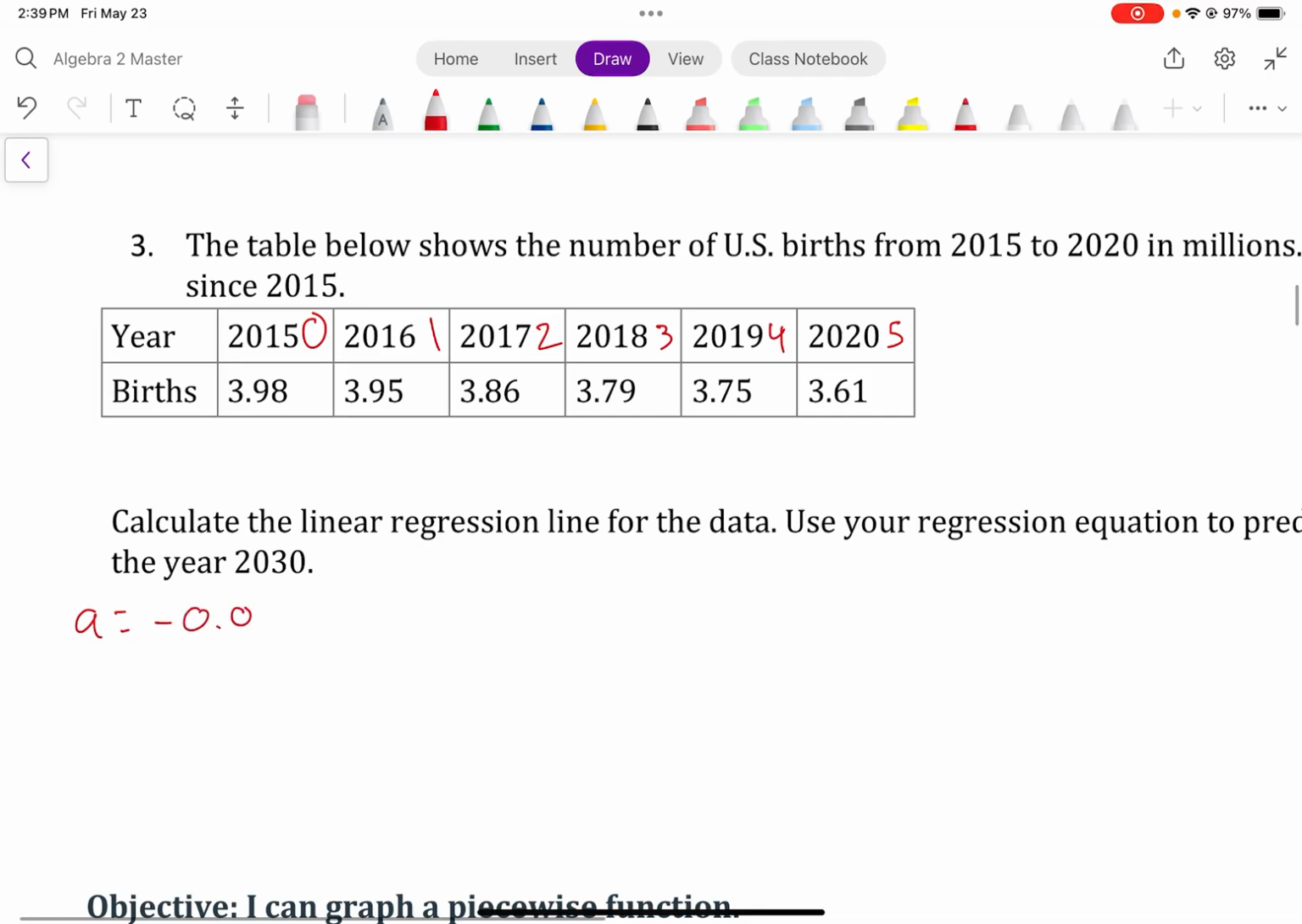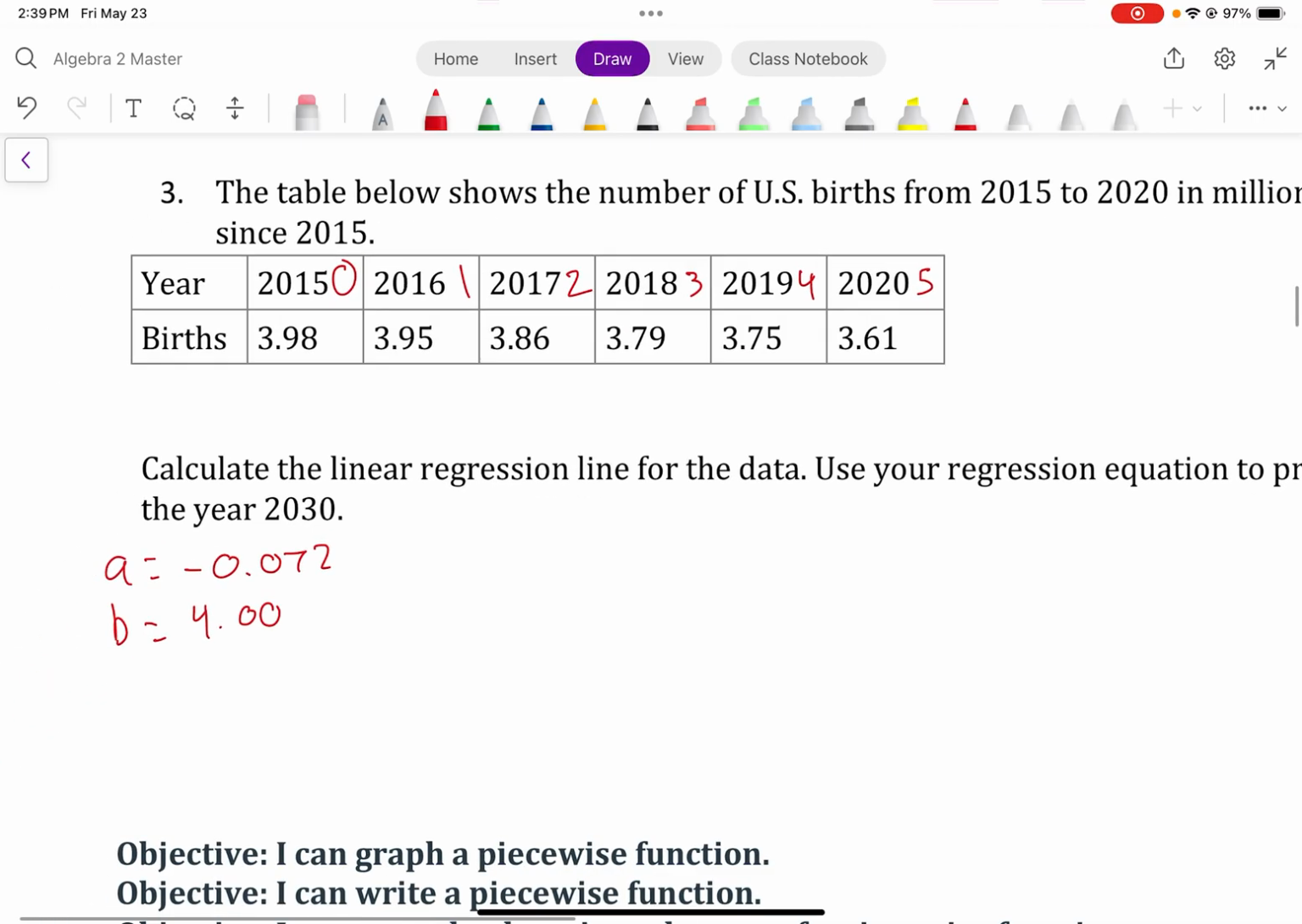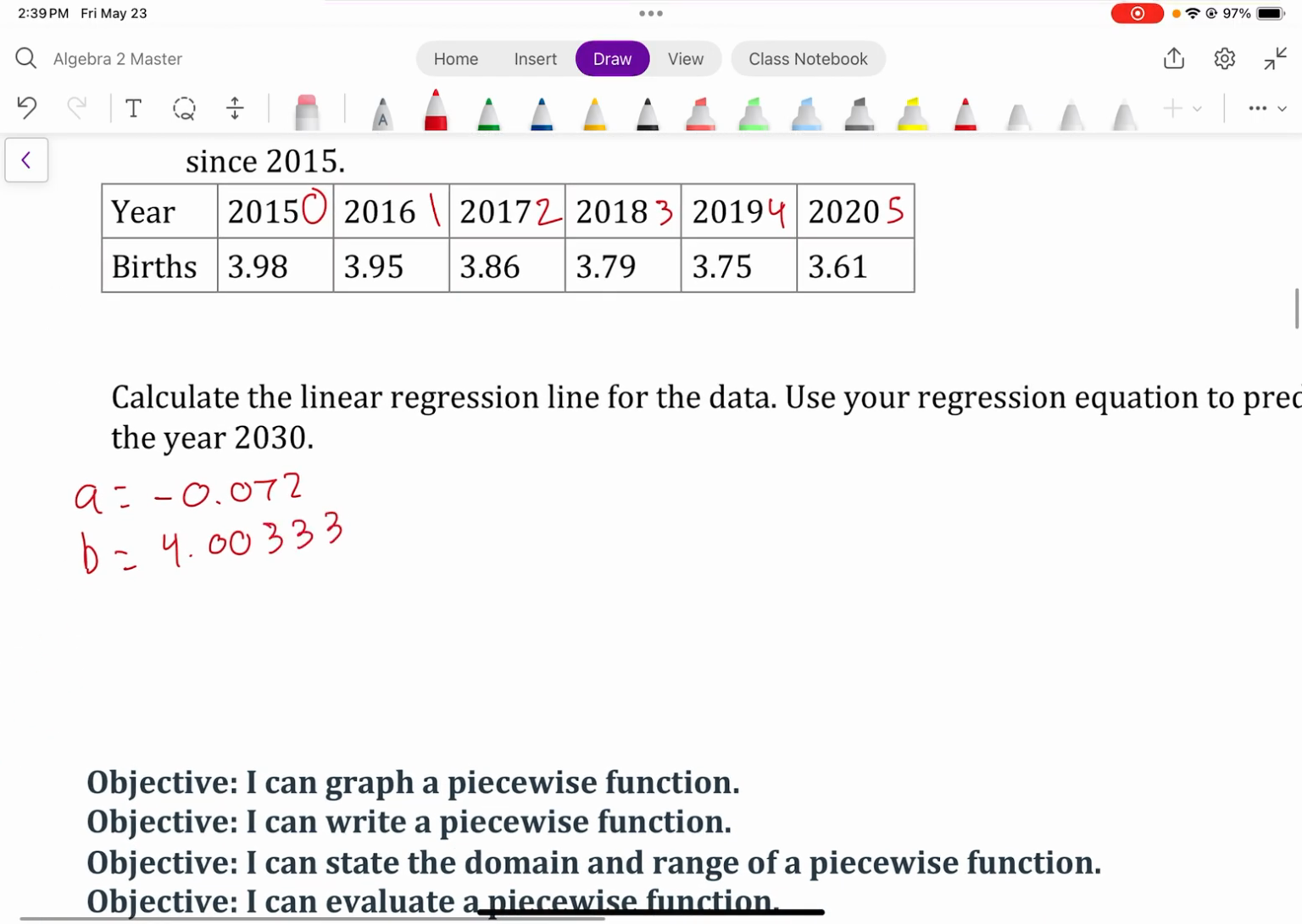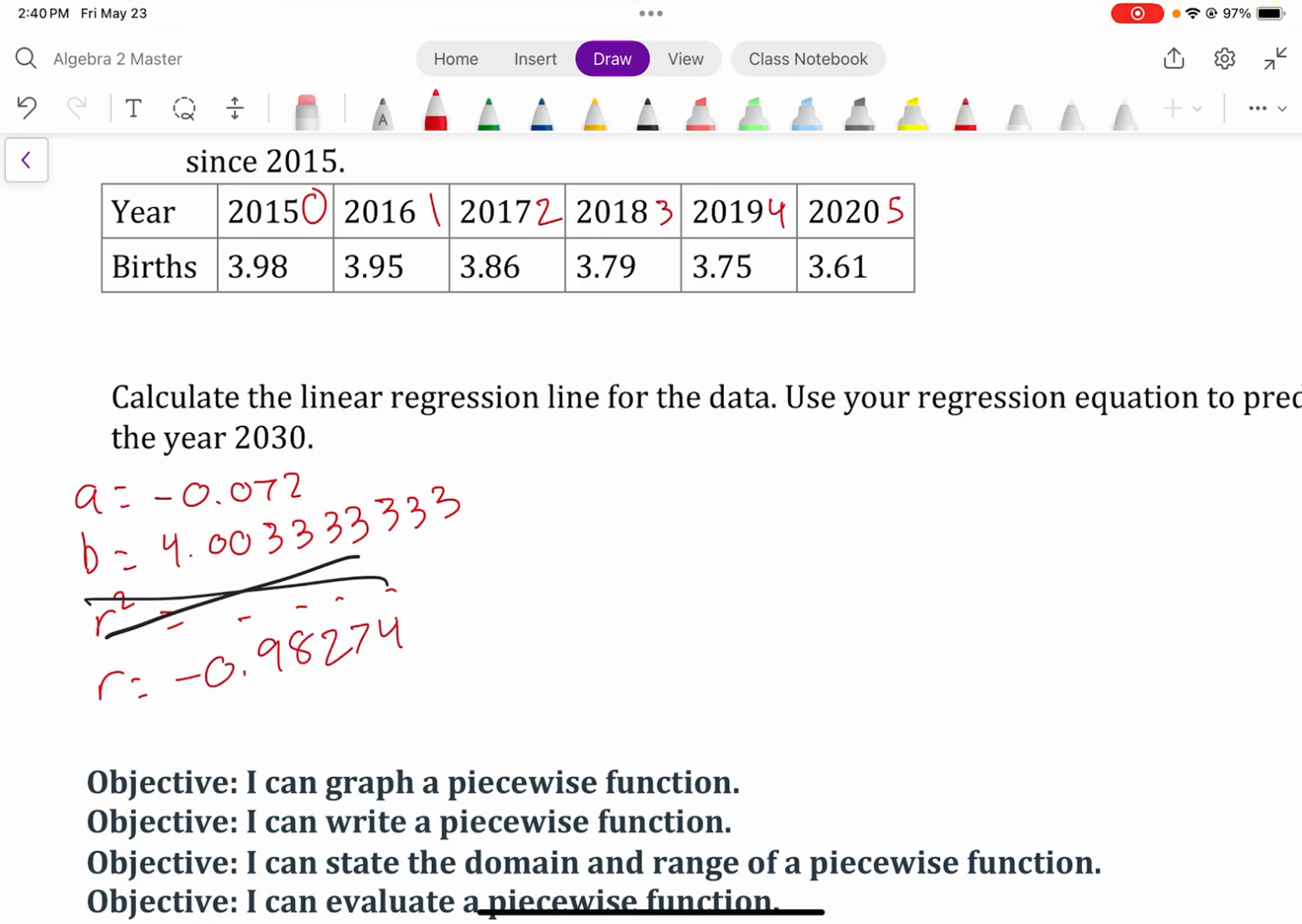A is negative 0.072. B is 4.0033333, which is annoying. R squared equals a bunch of stuff that I don't care about. Remember, we're not going to worry about R squared. But R is negative 0.982746838. Now, you're not going to have to always use those long numbers, but I want to make sure that you see in your calculator what you should see. It should match this. But this is a line of best fit.